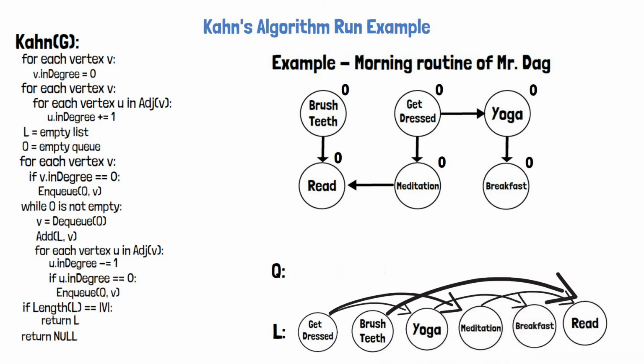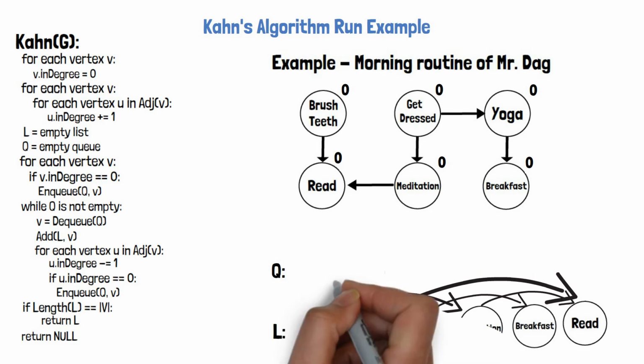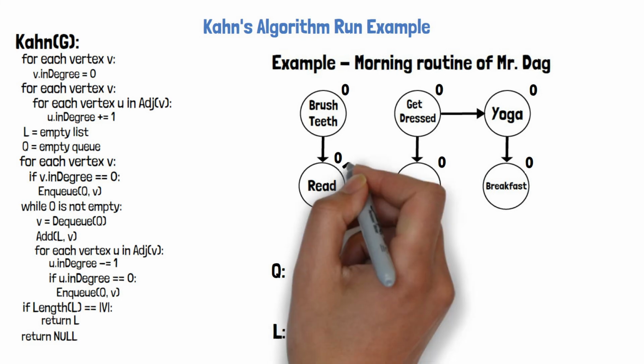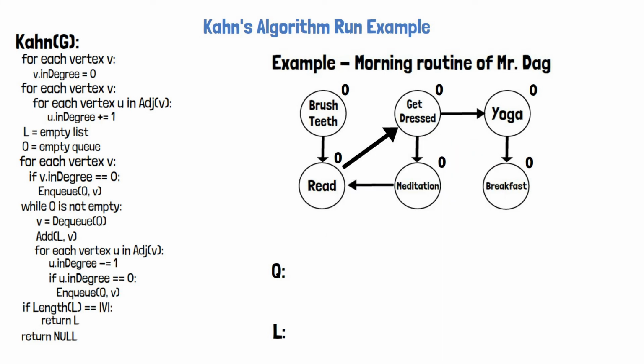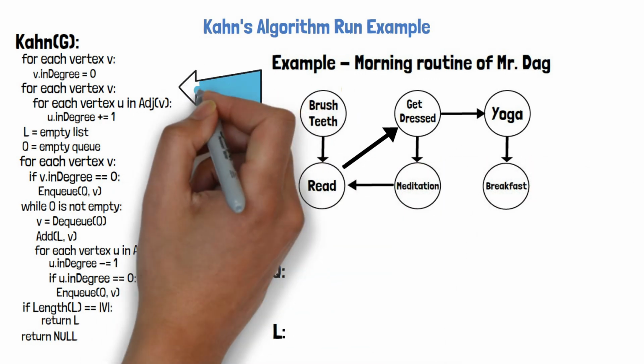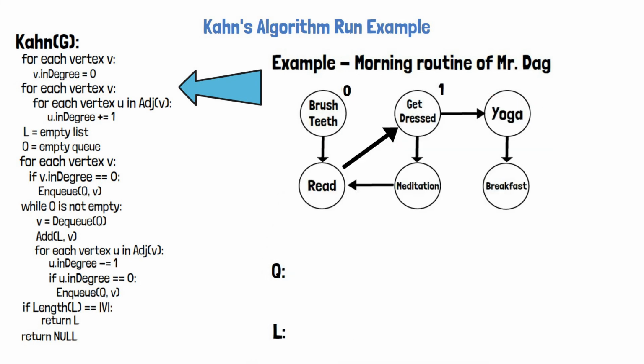Remember we said that if there is no topological sort, we will return null, as the last line in the pseudocode. To make it a bit easier to see, let's assume for a moment that there was another edge here between read to get dressed. Running the algorithm on this graph, we would start by calculating the in degree, and see that get dressed now has in degree of 1 instead of 0 as before.